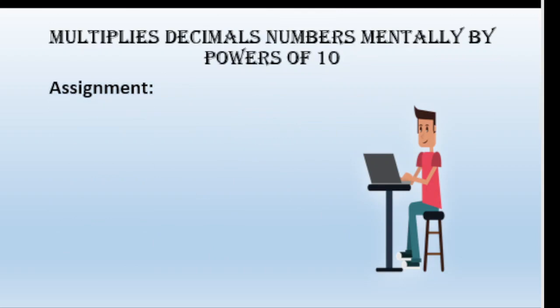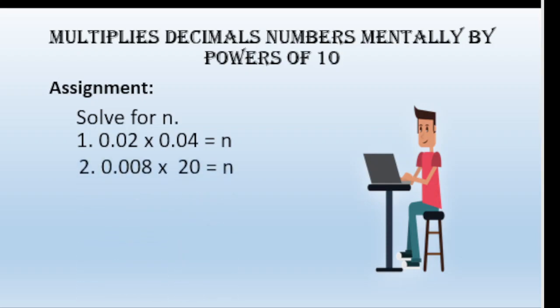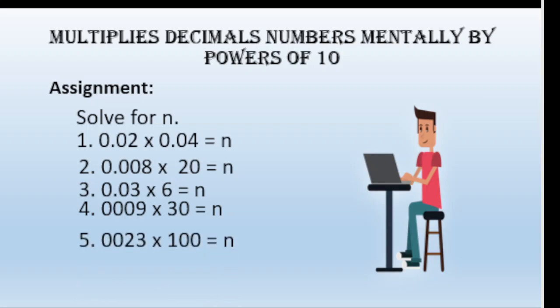And for your assignment, you have to solve for n. So you have the 200s multiplied by 400s, 800s multiplied by 8,000 by 20, 300s by 6. The decimal point is located here. This is 9 10,000 times 30. And then you have the decimal point again here. So this is 23 10,000 times 100.